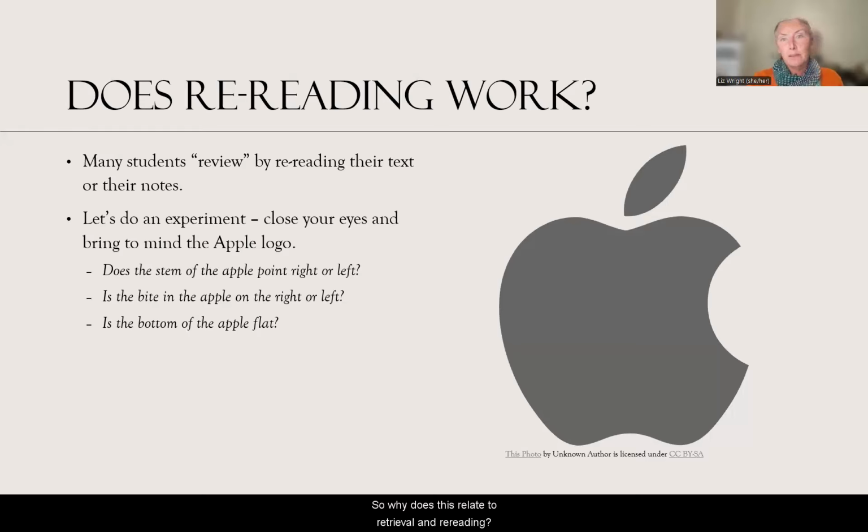So why does this relate to retrieval and rereading? Basically, we can see something often, such as a logo, but not actually remember the particulars of it. In the same vein, we can reread information and reading the words, and it goes into our memory, but we may not be able to identify or describe or summarize a concept just because we've read about it.